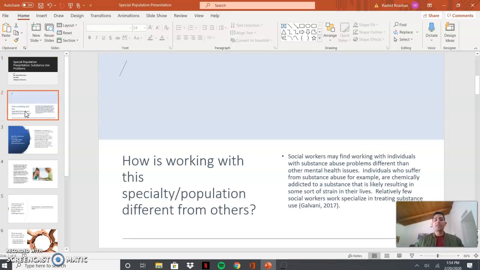How is working with the specialty population different from others? So social workers in general, we obviously have such a big plate of what we can do, right? We wear such a big tool belt, as in we have such a wide range of skills. A lot of social workers work with children, maybe seniors, palliative care, hospice workers, hospital workers.